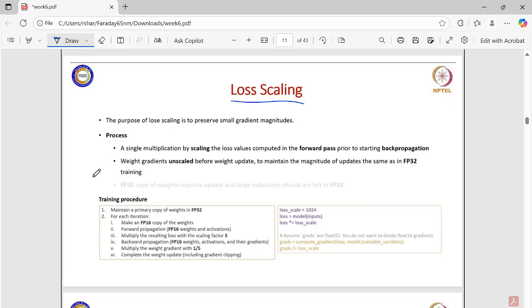So how does this work? Here we have a scale factor, which is multiplied to the loss. Then we perform backpropagation to compute the gradients. Now we have a larger value. So we divide this gradient by the same scale factor to bring it back to the correct scale. This scaled-back gradient is used to update the weights.